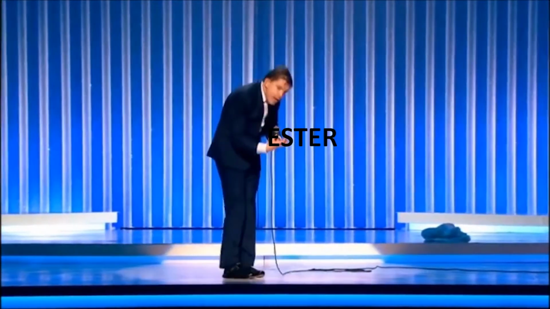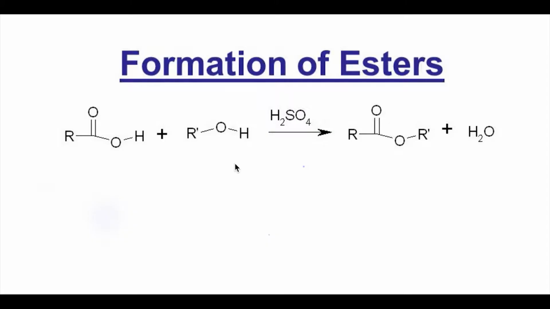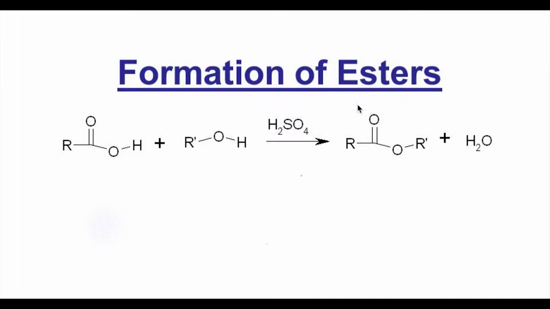What the heck is that? But first, what exactly is an ester? An ester is basically the product after the reaction between an alcohol and a carboxylic acid. So right here we have an alcohol, and right here we have our carboxylic acid. The alcohol and carboxylic acid undergo a condensation reaction where the ester is produced along with water. These are our two products right here.